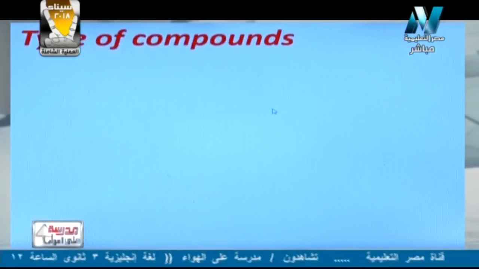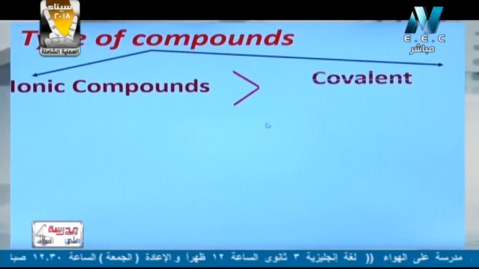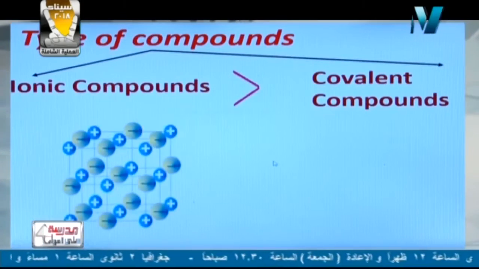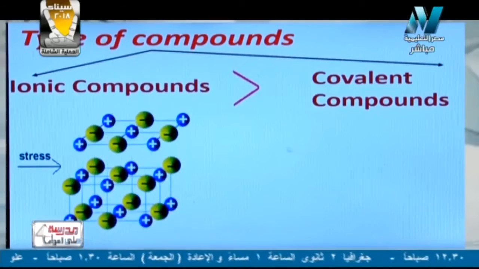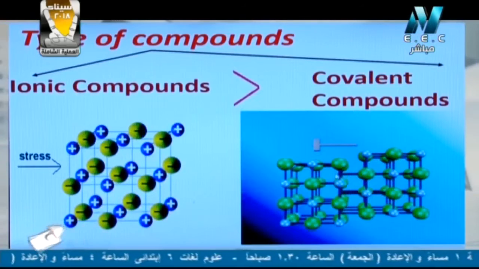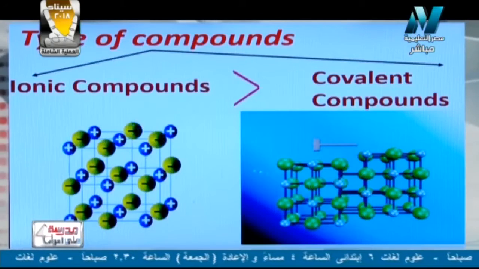Here we talked about types of compounds. We said ionic compounds react faster than covalent compounds, because the reaction in ionic compounds is between ions, while here the reaction is between molecules, so the reaction between molecules takes longer than the ionic compounds. Now we have the concentration of reactants.